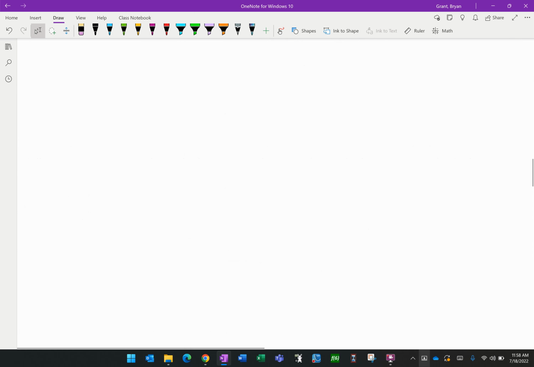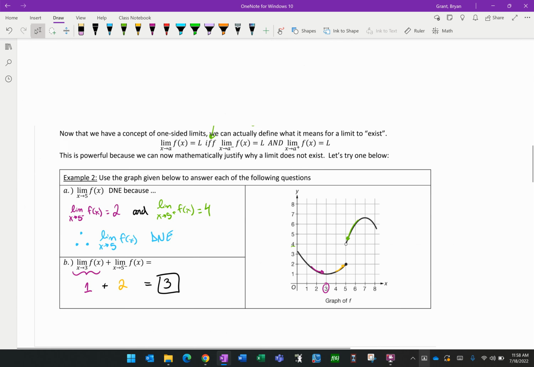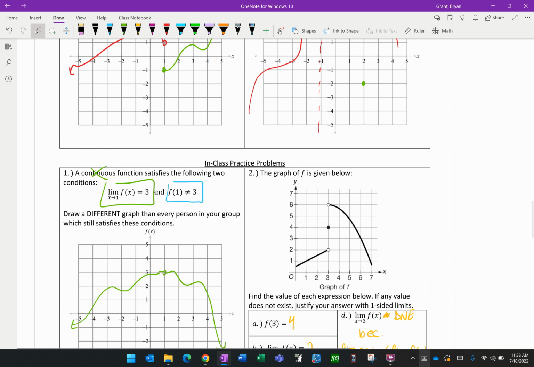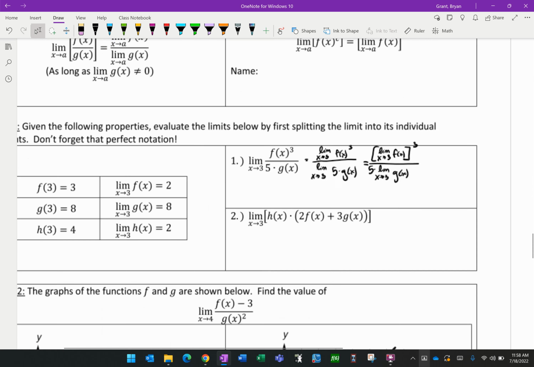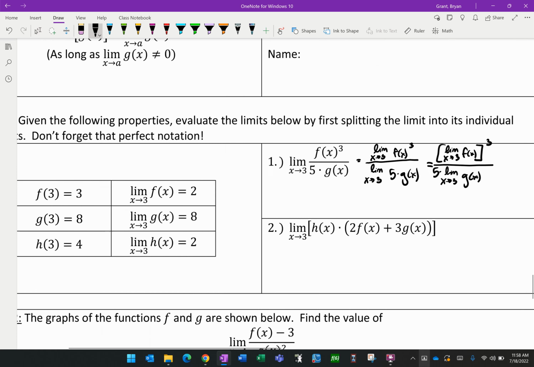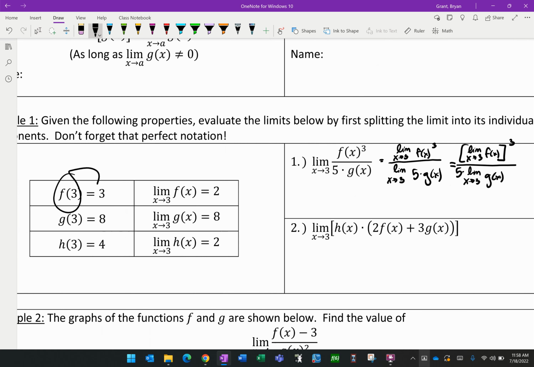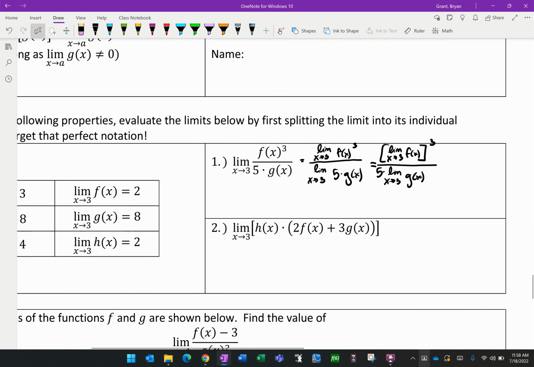Now be careful here, right? I don't want to do the limit as x approaches 3. Maybe it's when I zoom out too far. No. We don't want to go through and say, oh, the limit as x approaches 3 of f of x, well, f of 3 is 3, so the answer is 3. We're still talking about limits here. We need to use this second column. So the limit as x approaches 3 of f of x is 2. Don't forget that there's still a cube. And the limit as x approaches 3 of g of x is 8.